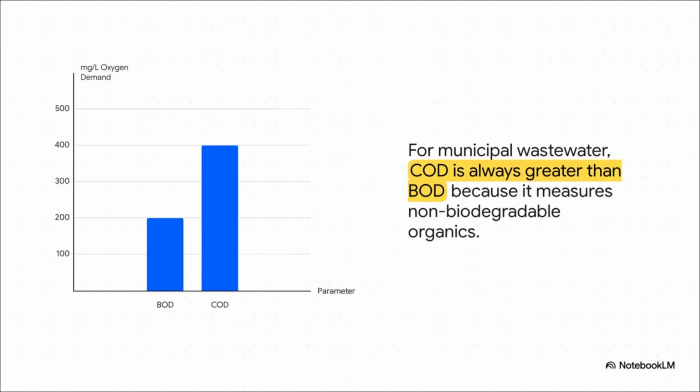So if you look at a sample of typical wastewater, you'll almost always see that the COD value is higher than the BOD value. And that makes perfect sense, because COD is measuring pretty much everything, while BOD only gets the fraction that bacteria can eat. That gap between the two bars is really useful. It tells us how much of the pollution is resistant to biological treatment. A big gap means a tougher waste to treat.